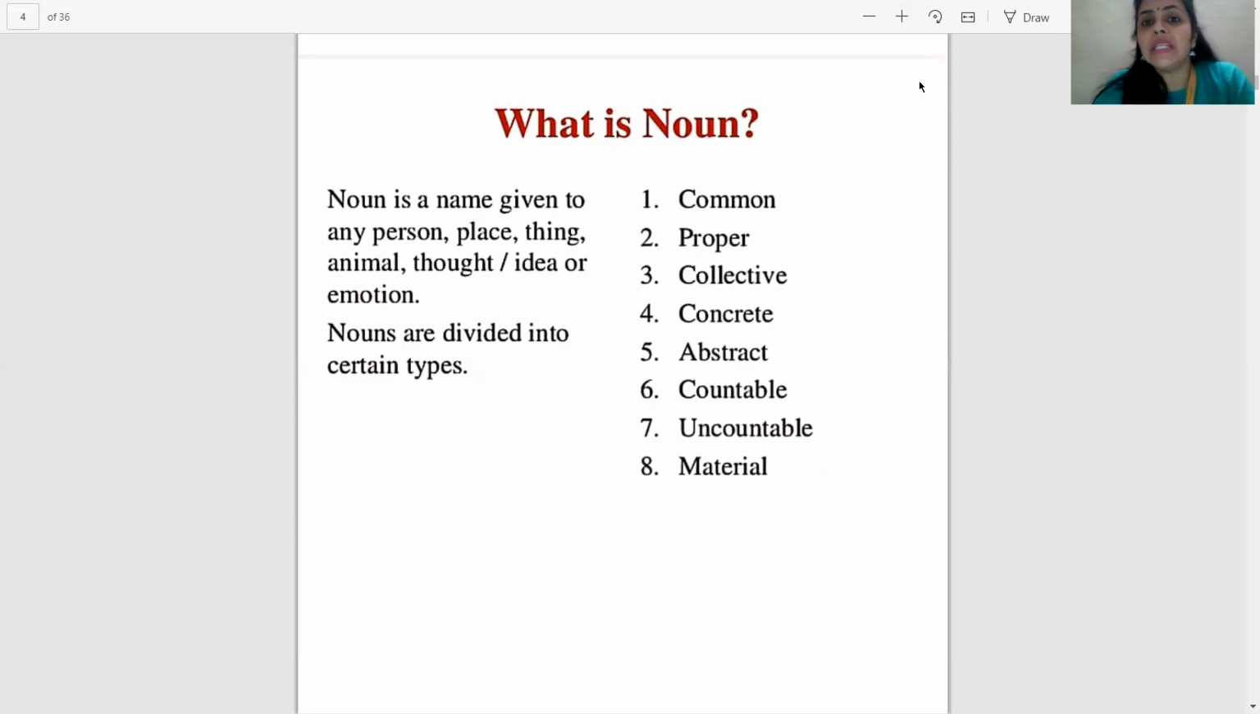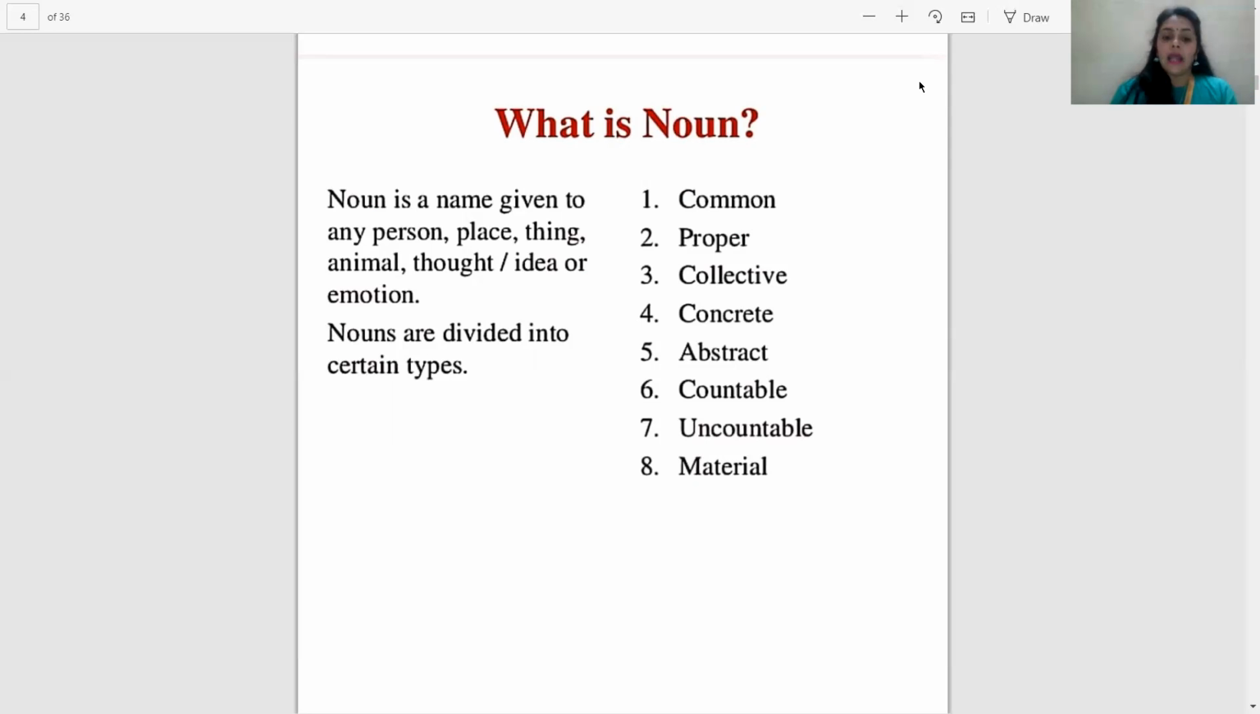So what basically nouns are? Noun is the name of a person, place, or a thing, animal, thought, idea, or an emotion, right? So nouns are also categorized into many. For example, it comes in the category of common noun, proper noun, collective noun, concrete, abstract, countable, uncountable, and material noun. Majorly we study proper, common, collective, abstract.